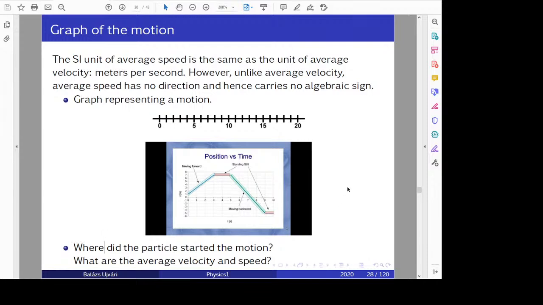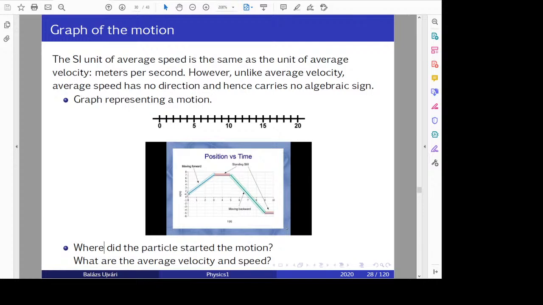What is the average velocity? If this is the start point and this is the end point, the total displacement is, so the final point is minus 4, minus 4 minus 1 is minus 5 meters. The time I used is 10 seconds, so the average velocity for all this motion is minus 0.5.